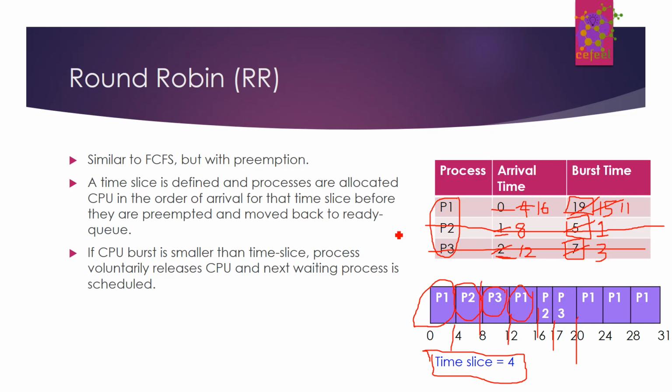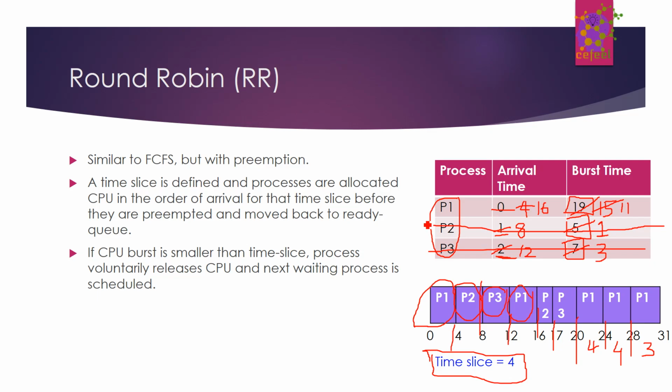In fact, there are no other processes remaining, so it will always be P1 that runs for the next 3 time slices, because the remaining is 11, so it will go 4, 4, 8, and then 3. So this is the order in which the processes will run. Notice what happened in this case.